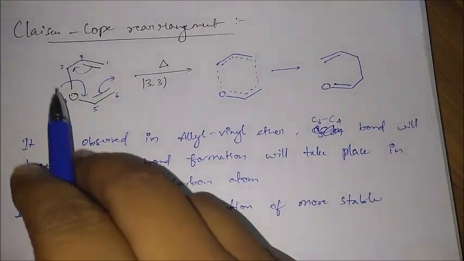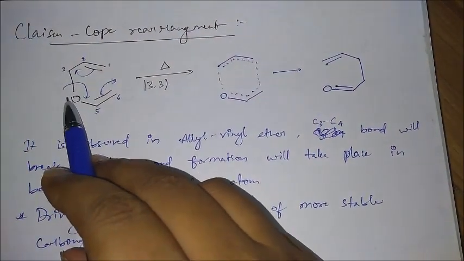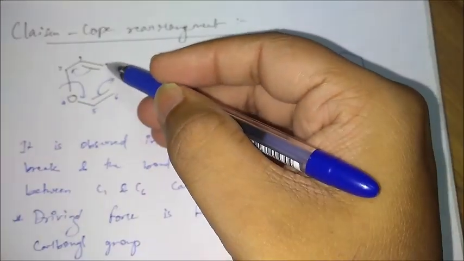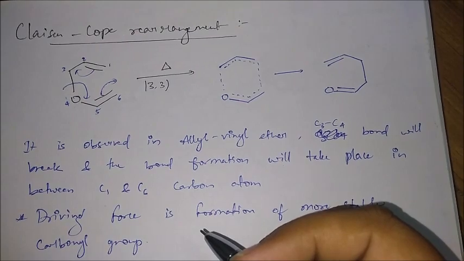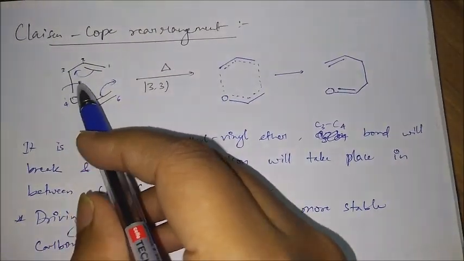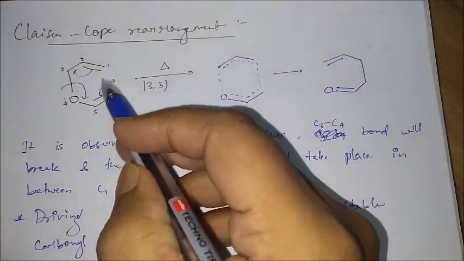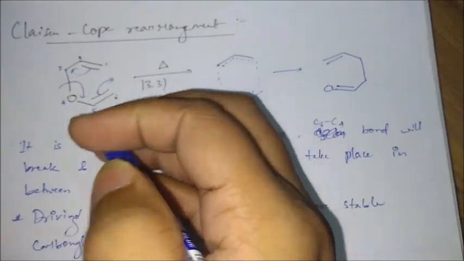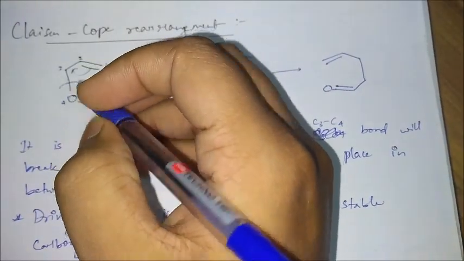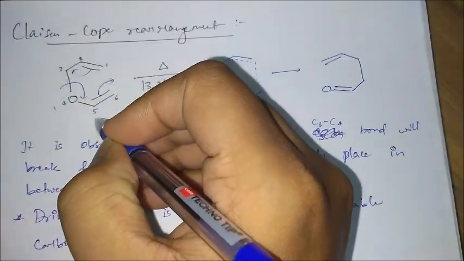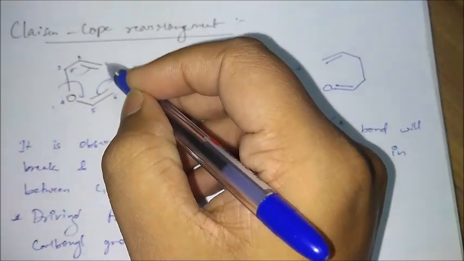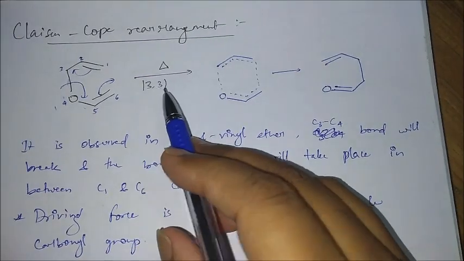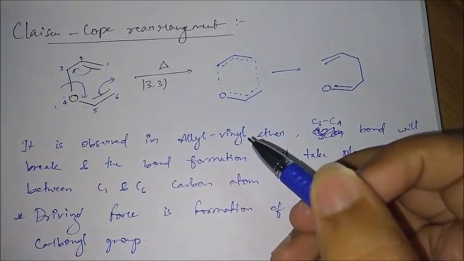Okay, so now the bond between this C3 and C4 will break, and the bond between this C1 and C6 will form, just like we did in the Cope rearrangement. Now, if you see the example, this bond is getting broken and this is forming here. For the bond which is getting broken, you can number it like this: 1, 2, and 3, and also 1, 2, and 3. So the new bond is getting formed between 3 and 3, and that's why it is called 3,3-sigmatropic rearrangement.